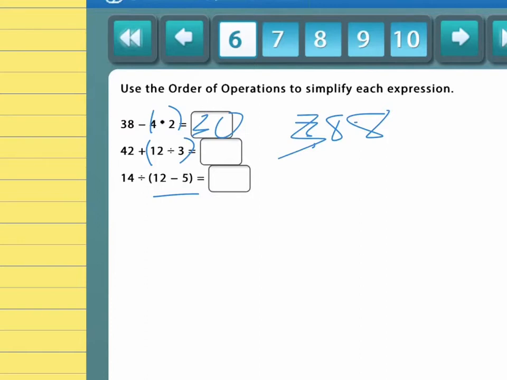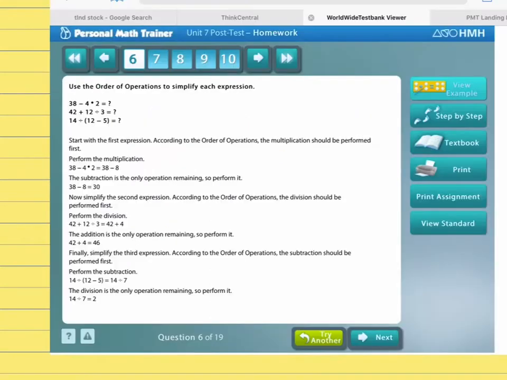What is the quotient of 12 and 3? That's 4. So 42 plus 4, that should be 46. And the difference of 12 and 5 is 7. 14 divided by 7 is 2. So that should be 2. Let's check out their answers. Okay, so we got 30, we got 46, and we got 2. So take a second to read through this explanation. It will help you build mastery.